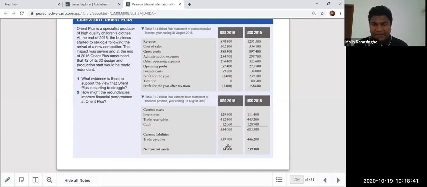And current liabilities you can see they have increased, from 446 to 339,700. Current trade payable, so 539,000, increased trade payable. Current liabilities have gone up. So you can see now their current asset, current liability situation is very similar, slightly up. Current asset slightly up, but still it is bad.